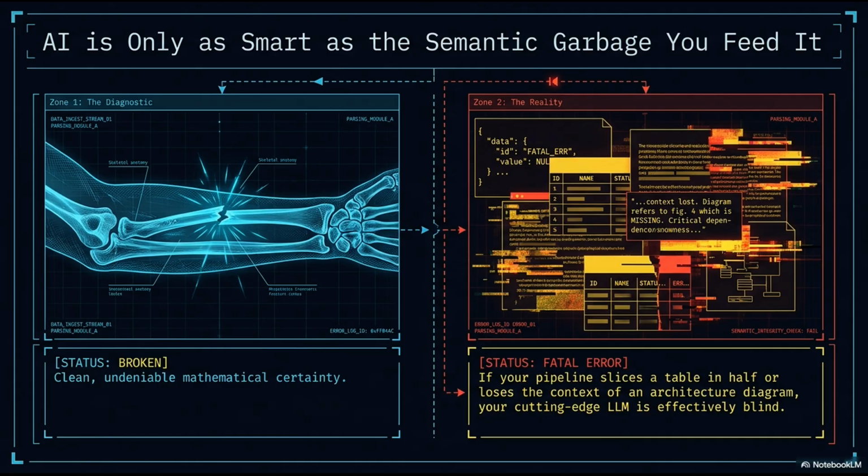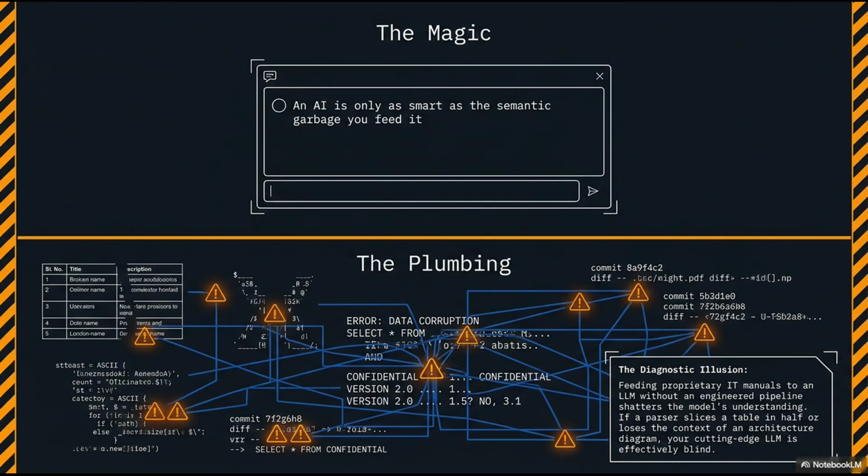It is the harsh reality of building real-world AI applications. The chat interface you see is pristine, but the ingestion pipeline beneath it, it's chaotic. Highly chaotic. If your pipeline parses a technical document incorrectly, or, say, slices a table in half, or loses the context of an architecture diagram entirely, your cutting-edge LLM is effectively blind.